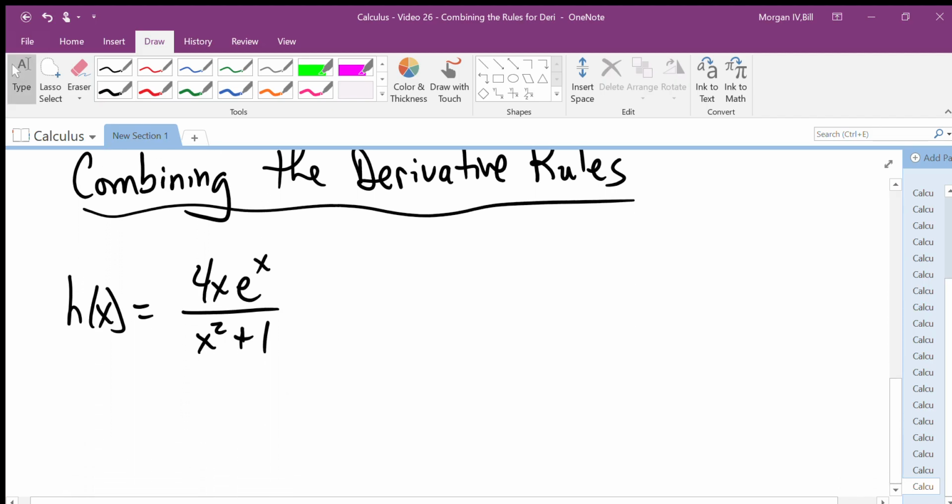So this is a function, 4x e to the x over x squared plus 1. And at first look, you might say that is a quotient rule. And you'd be partially right. It is a quotient rule. You have a function in the numerator, you have a function in the denominator. But in the numerator, there's actually two functions. You have your 4x function, and you have your e to the x function. That's two functions. So when you do the derivative of the numerator, that f prime that we've been used to, that's actually going to be a product rule. Okay, so let's give it a shot.